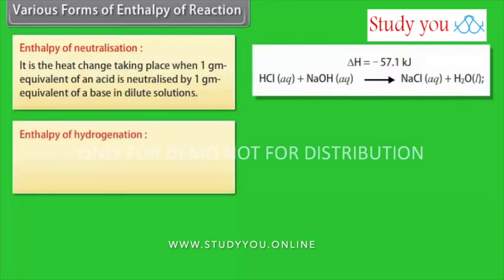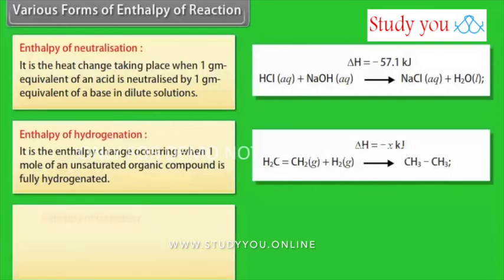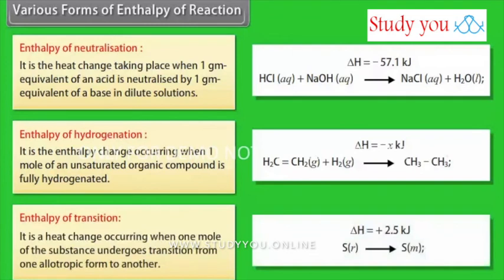Enthalpy of hydrogenation. It is the enthalpy change occurring when 1 mole of an unsaturated organic compound is fully hydrogenated. Enthalpy of transition. It is a heat change occurring when 1 mole of the substance undergoes transition from one allotropic form to another.